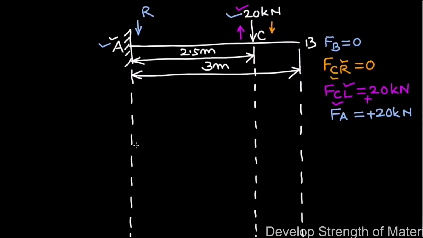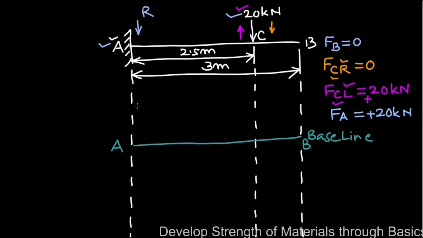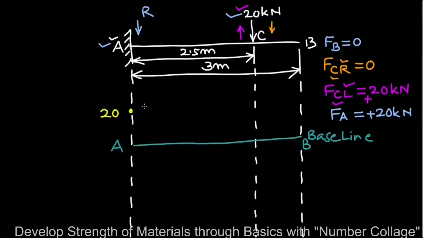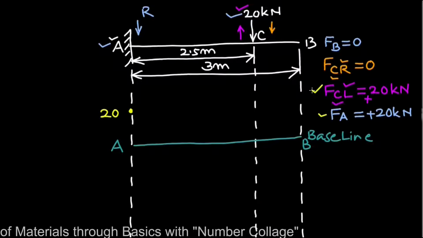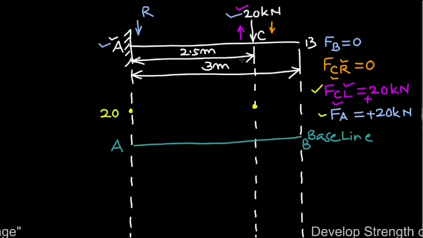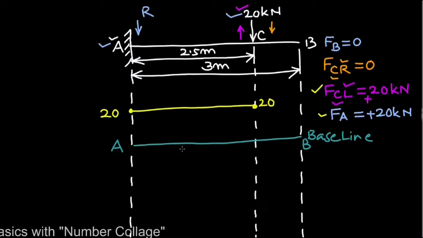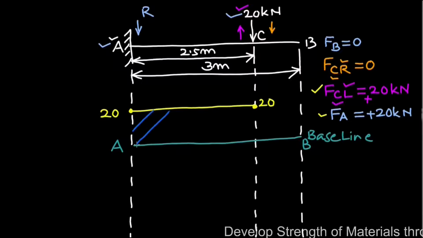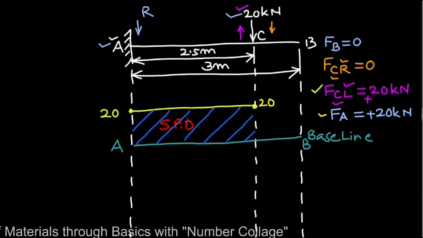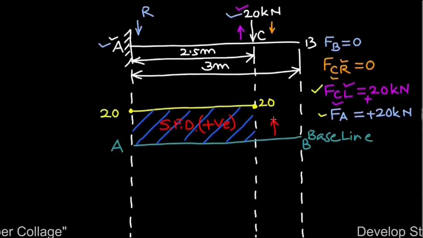For shear force diagram, first we will draw the baseline AB. We will mark the shear force values. FA is plus 20 kilonewton and FCL is also plus 20 kilonewton. And since there is no load between points A and C, the shear force curve will be horizontal from 20 to 20 parallel to the baseline, and this will be the shear force diagram, which is positive in nature, hence it is drawn above the baseline.